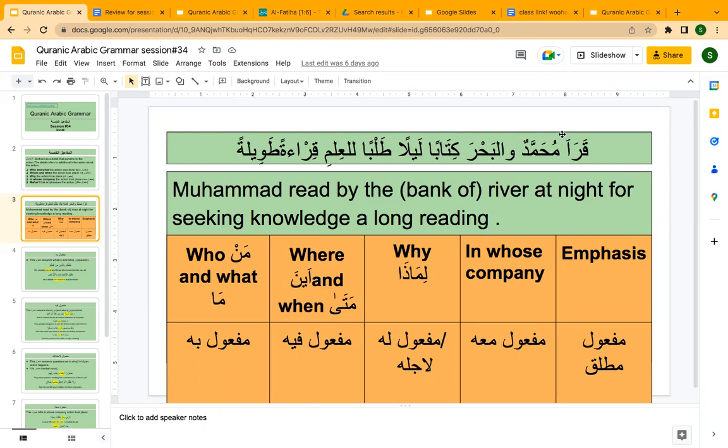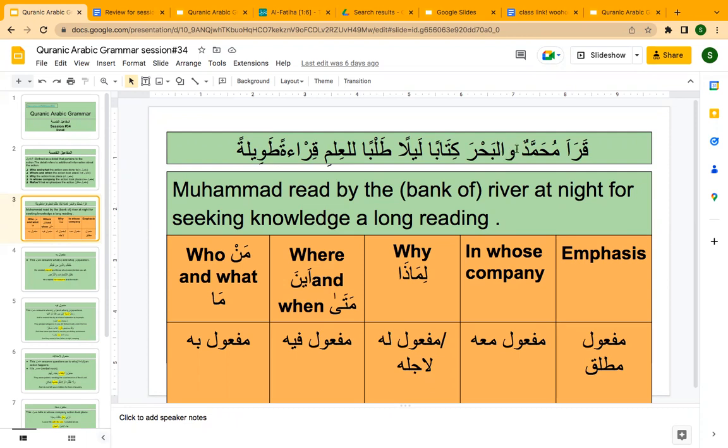You are not going to call it atf. It is going to be called waw al-ma'iyah, spelled mim, ain, ya, and then you put a small round ta marbuta at the end. Okay, waw al-ma'iyah.